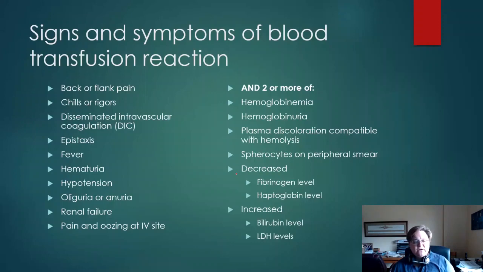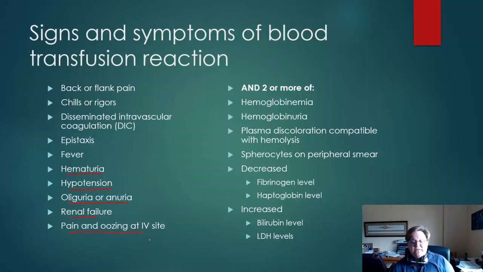They can have a fever. They can have blood in their urine, or hematuria. They can have low blood pressure, or hypotension. Oliguria or anuria. Anuria means no urine. Oliguria means less urine. Renal failure. They might have pain and oozing at IV sites.